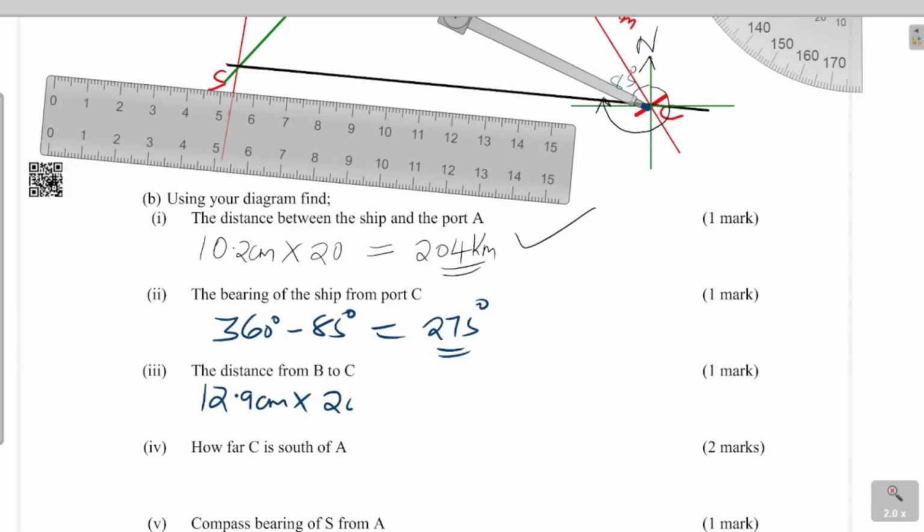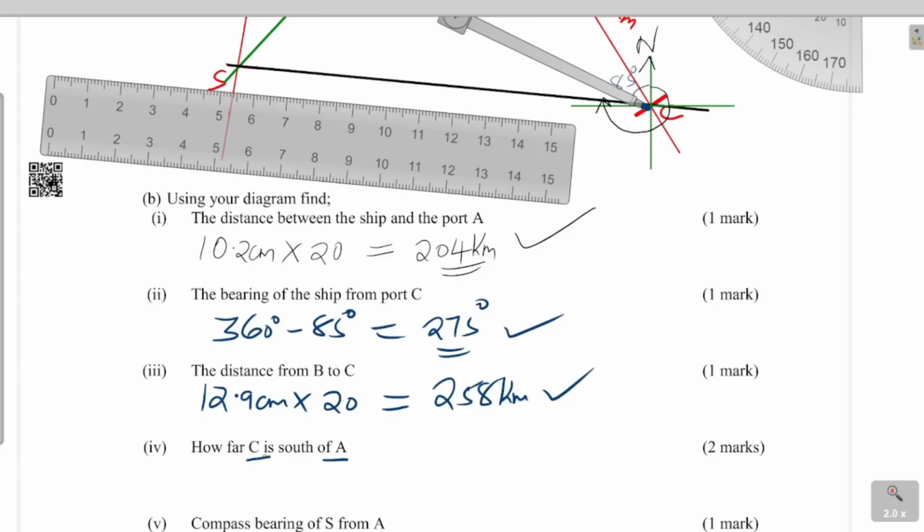We convert that to kilometers by multiplying by the scale given. So 12.9 times 20 will give 258 kilometers.